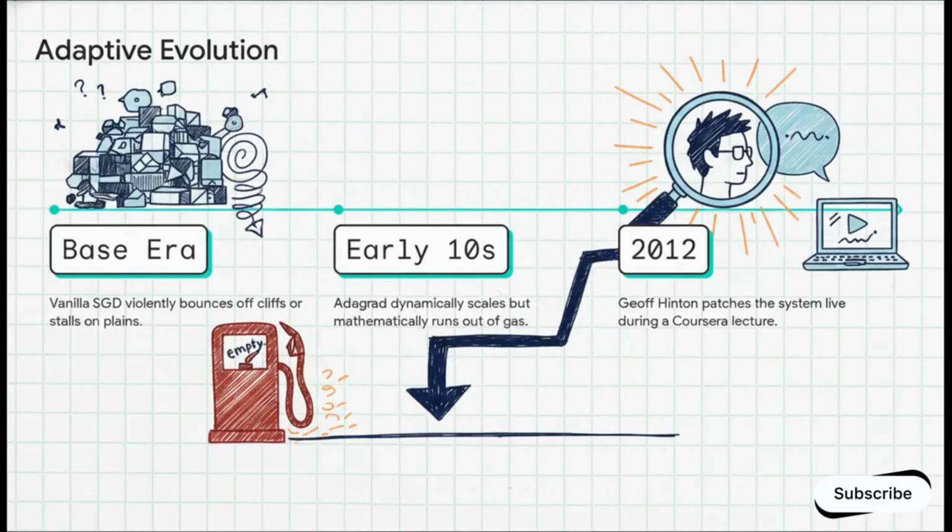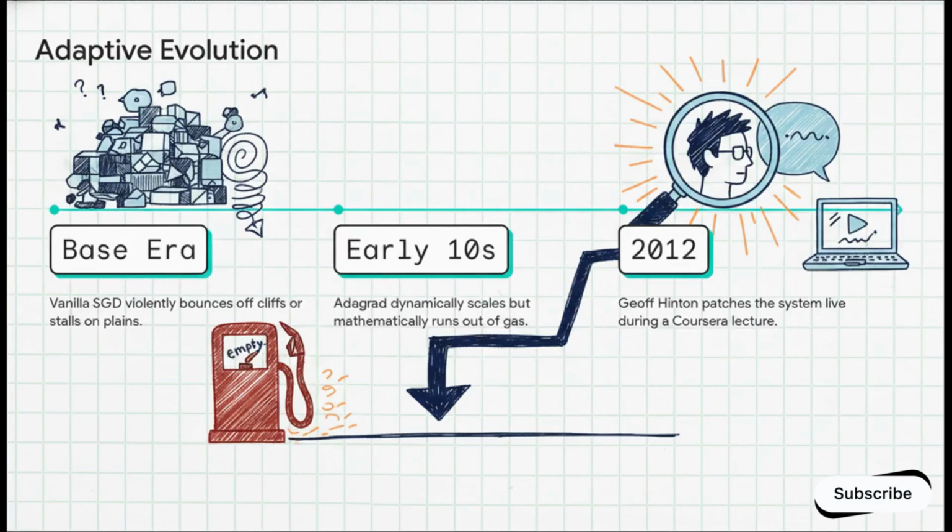Early attempts to fix this problem, like Adagrad back in the early 2010s, tried introducing adaptive learning rates by adding up a history of all past gradients. The catch? It accumulated infinite gradient history. Because that number only ever got bigger, the learning rate eventually got crushed completely down to zero. The optimizer literally just ran out of gas.